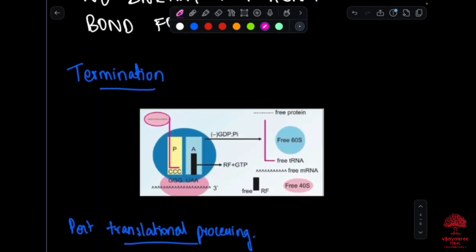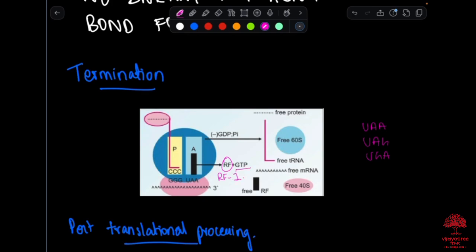Now, before we discuss the energy requirements, let's see the last step, which is the termination step. Termination, as the name suggests, is the last step. After successive additions of amino acids, finally the ribosome will reach the terminator codon sequence. The initiation sequence was AUG, the methionine codon. For terminator, it can be UAA, UAG, or UGA. These are the terminator codons. It will reach one of these, and with the help of releasing factor 1, termination occurs.